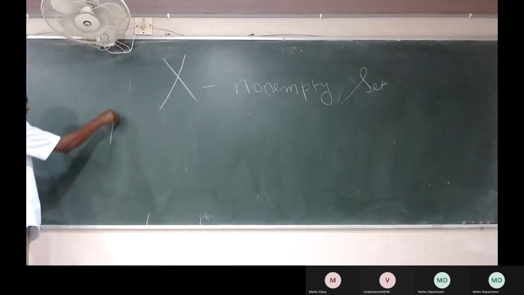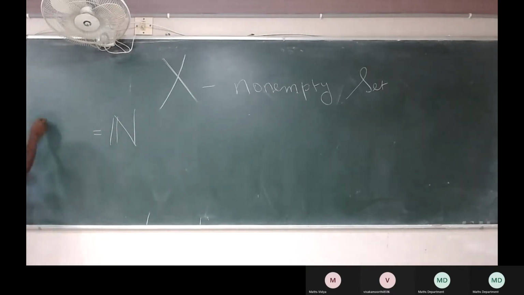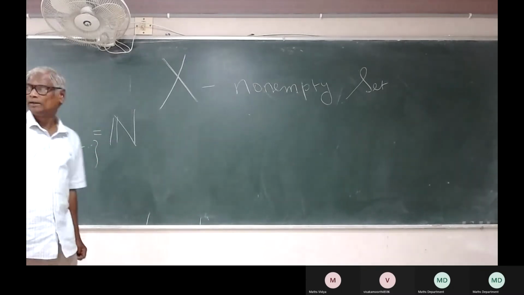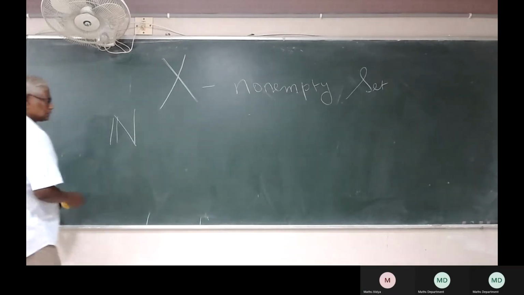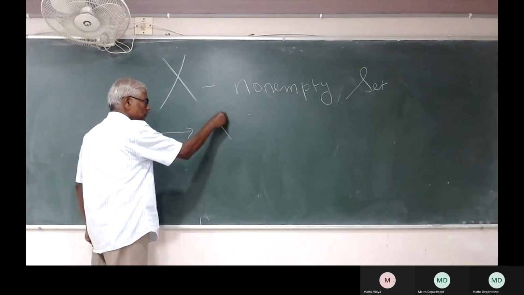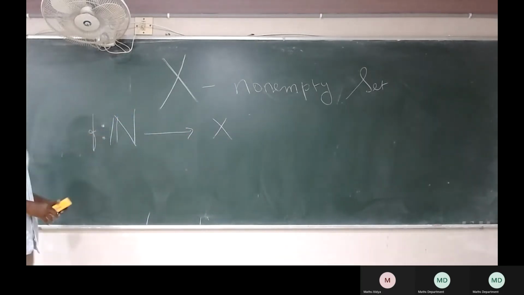function from the set of natural numbers N. 1 is a natural number, 2 is a natural number, n is a natural number means n plus 1 is a natural number. We want to define a function f from the set N to the capital X, f a function from the set of natural numbers to X.